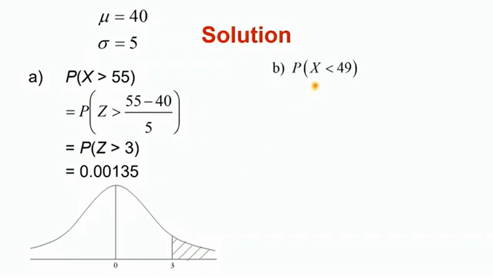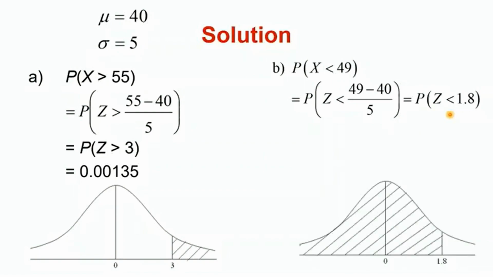Next example: probability of x less than 49. Again, you need to convert 49 to the value of z. It means z less than 49 minus mean divided by standard deviation, which is probability of z less than 1.8. This one is a positive value, and we want the probability of z less than this value.